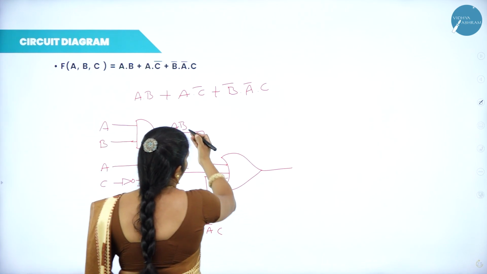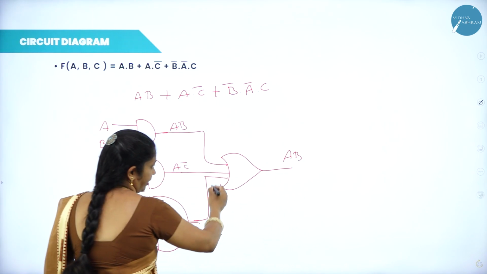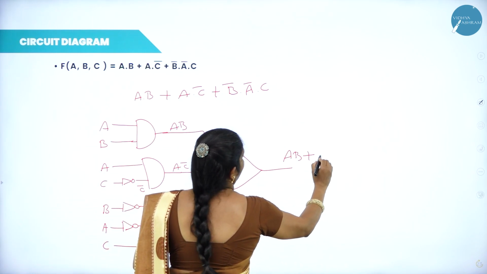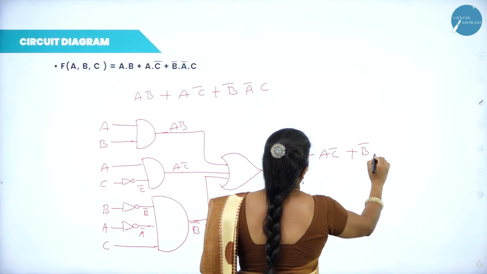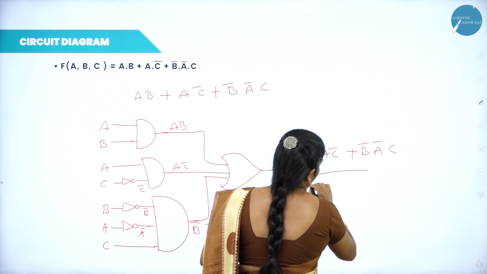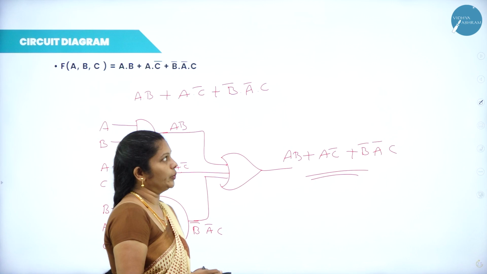Then what is the output? One by one we will take the input, that is AB. Here, reverse C shape plus AC̄. Once again plus B̄ Ā and then C. This is the circuit diagram. Like this way, you have to write the circuit diagram.